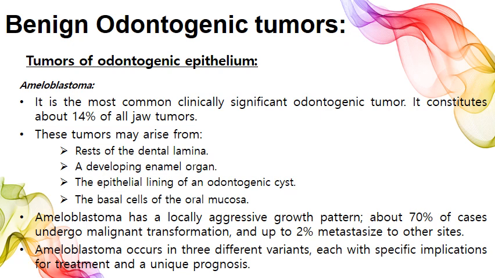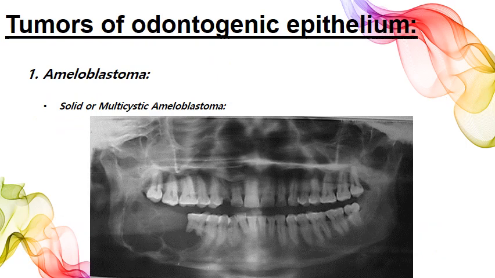Ameloblastoma has 3 different variants. We will discuss them separately because each has a specific implication for treatment and has a unique prognosis. The first variant of ameloblastoma is solid or multicystic or multilocular ameloblastoma. It constitutes about 91% of all cases of ameloblastoma. So this is the most common type of ameloblastoma.